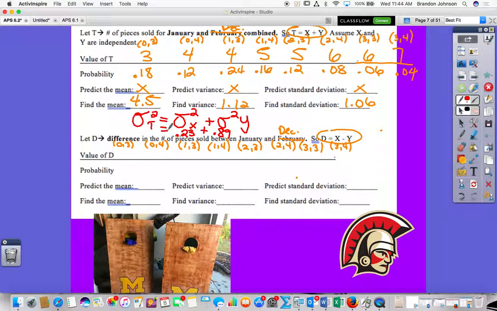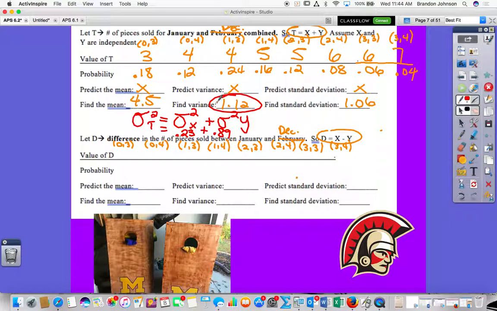Now, how do I find then the standard deviation of T? Well, what can I do with this? Add them together, right? And when I add them together, what did I just find? The variance. Got me? Okay? All right, are you with me? This is a little tough part, I get it.